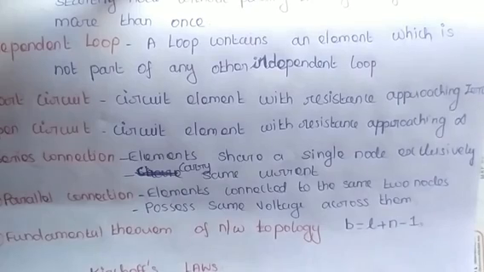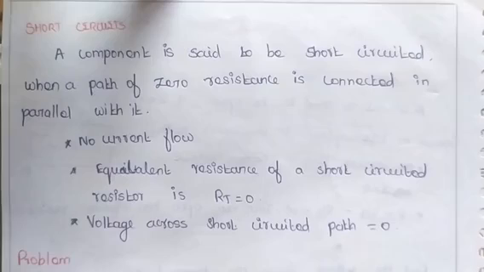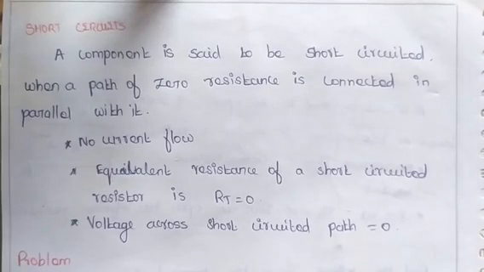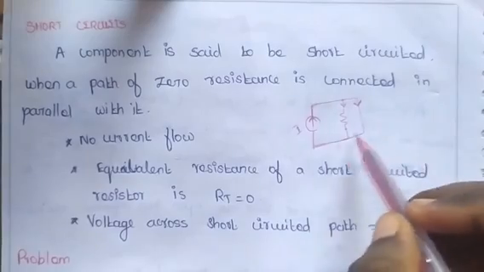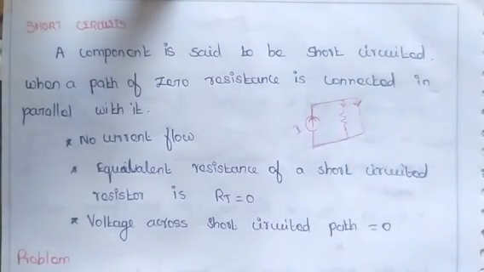The circuit element with resistance approaching 0 is known to be a short circuit. For example, copper wire is a conductor whose resistivity is almost 0. So a component is said to be a short circuited component when a path of 0 resistance is connected in parallel with it. Suppose if I say a resistor is short circuited, it means I am connecting a wire in parallel with the particular resistor. This is an example for short circuited path.